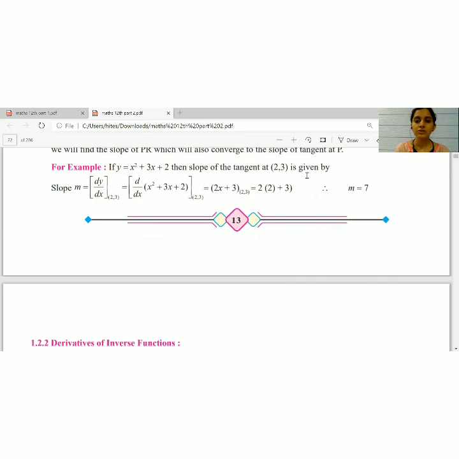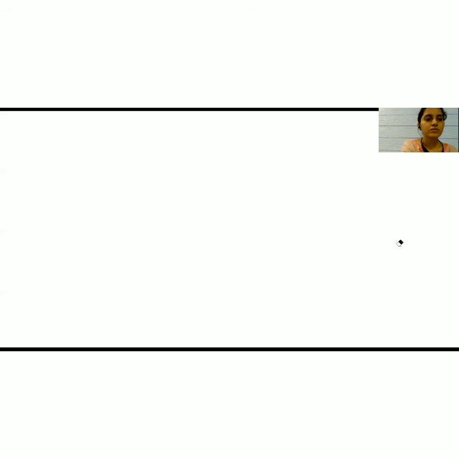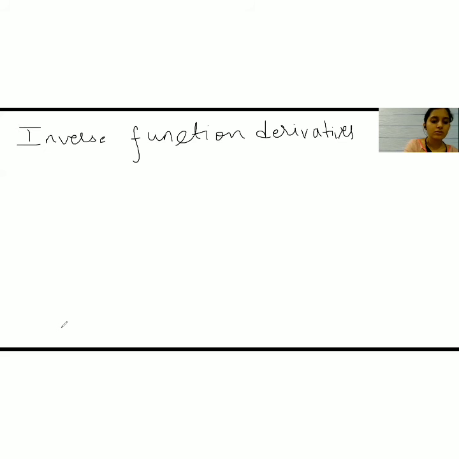Our next topic will be inverse functions. So, inverse derivatives. What do we understand by this? We've done inverse trigonometric functions. There are normal functions also which can be written in inverse forms.